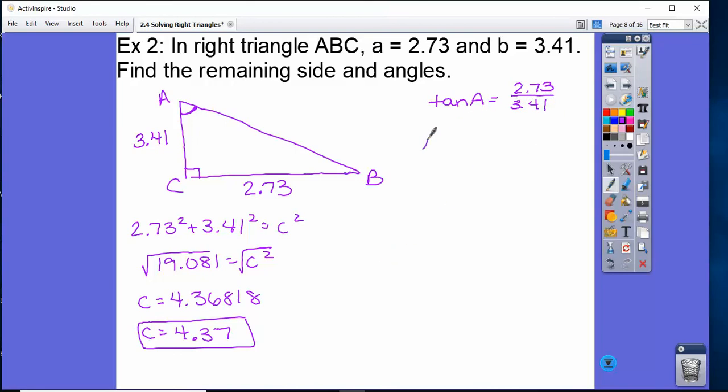If I want the A by itself, what do you do with that tangent? It's not just divide. What did we do on our calculator? The -1. So you are going to do second tangent and type that in. 2.73 over 3.41.